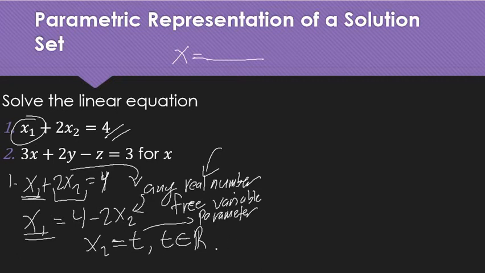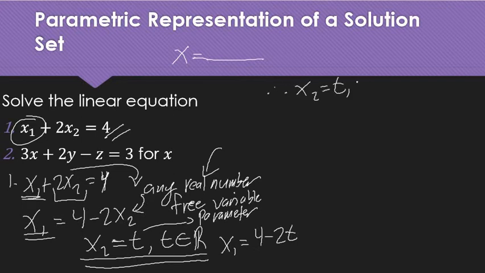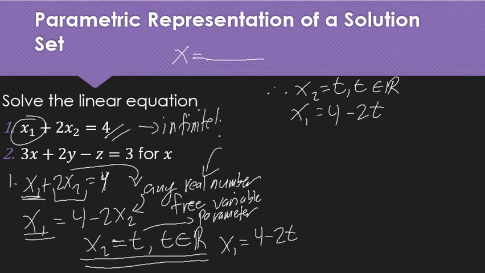And then our x sub 1 is equal to 4 minus 2t, wherein t has been defined a while ago to be x sub 2, an element of the set of real numbers. So, writing it down formally, our x sub 2 is equal to t, which is an element of the set of real numbers, and x sub 1 will be 4 minus 2t. So, this indicates that this equation has a lot of solutions. In fact, infinitely many, because we have infinitely many real numbers to substitute for t.